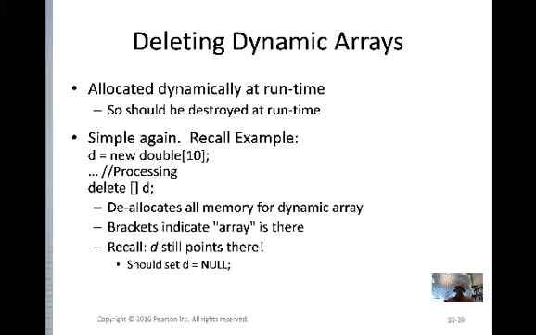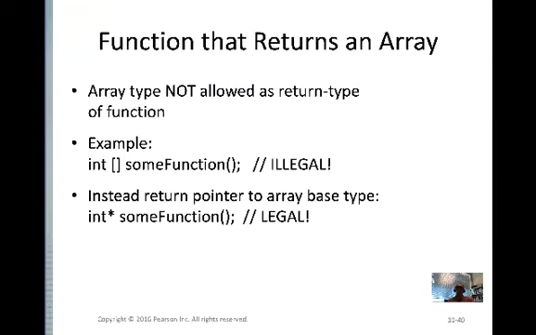Okay. Simply recall that whenever we do a new of double floating point numbers, to delete it we have to put the square brackets in front of it to say that it is an array. So it's many versions or many storage locations of that same type. Array type is not allowed as a return type of a function, so a fixed array is not going to work. The example below has int in the square brackets indicating that this is a fixed size array. That's not legal. You can only return arrays that are dynamically allocated.